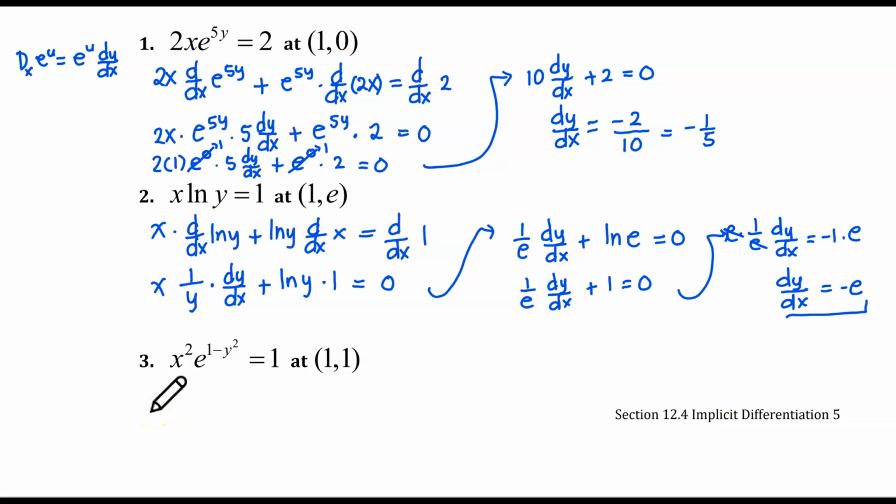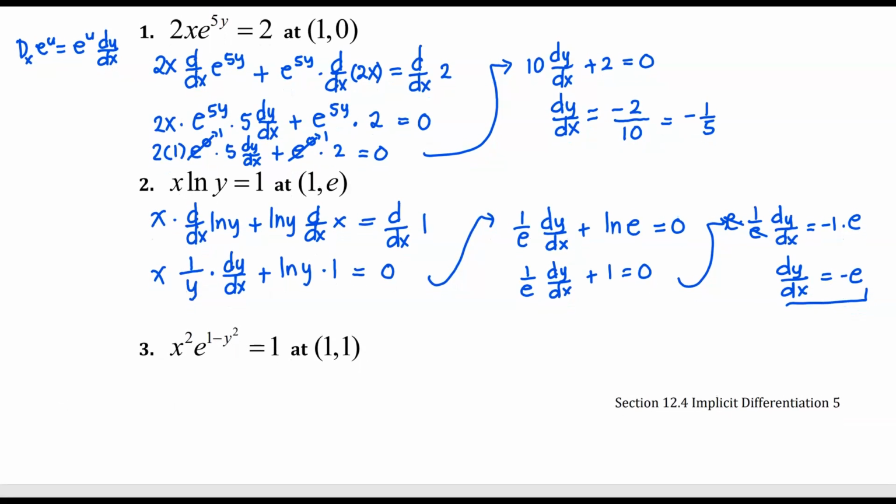Now for the third example, we are also to use the product rule. So we have x squared times the derivative with respect to x of e to the 1 minus y squared, plus copy e to the 1 minus y squared times the derivative with respect to x of x squared. That is equal to the derivative with respect to x of 1, the derivative of the constant here.